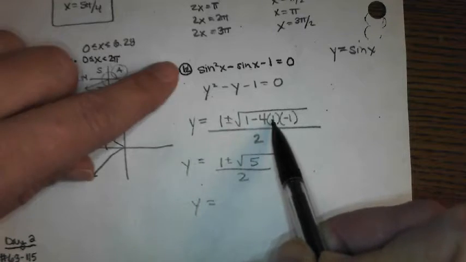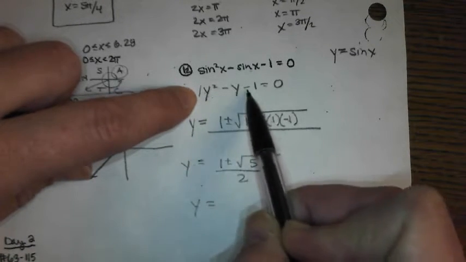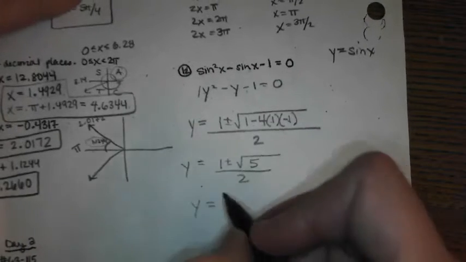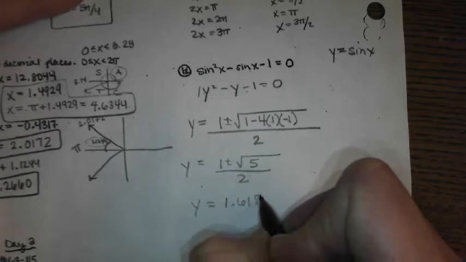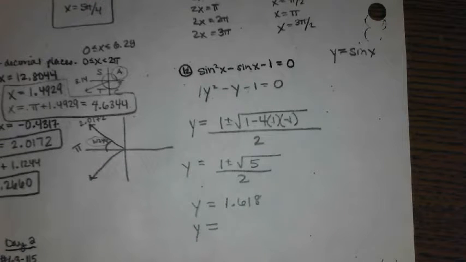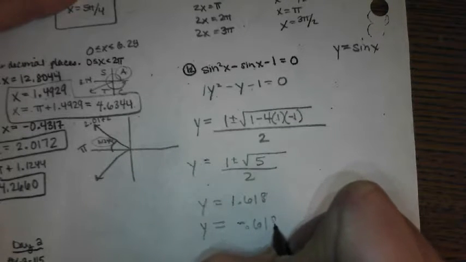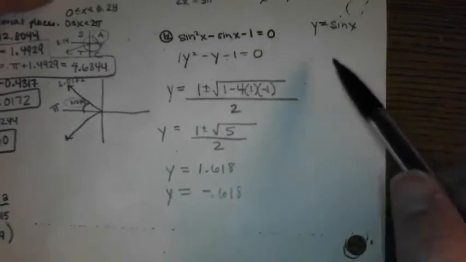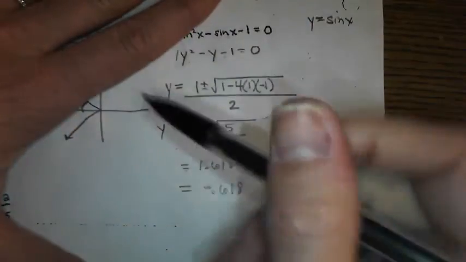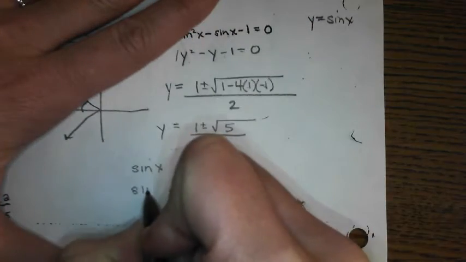Minus 4ac. b squared minus 4ac. So I'm going to come up with this decimal. 1 plus the square root of 5 divided by 2 is 1.618, or 1 minus the square root of 5 divided by 2 is negative 0.618. Now, y is the same thing as sine x. I just took it out to make it clearer. So the two equations we have to worry about solutions from are here.